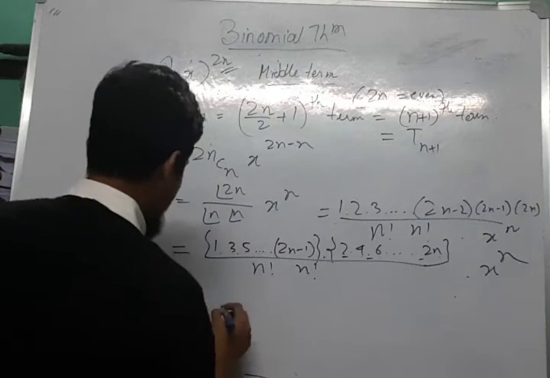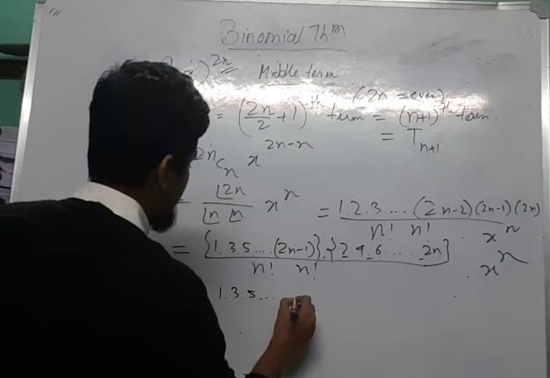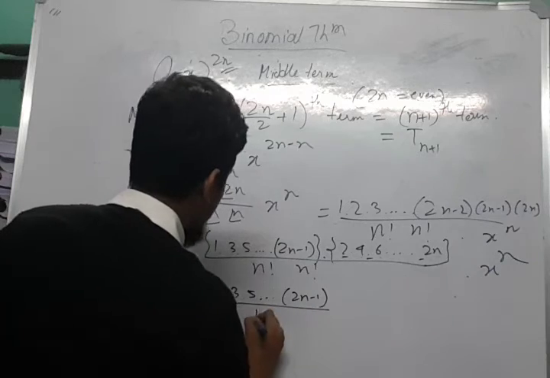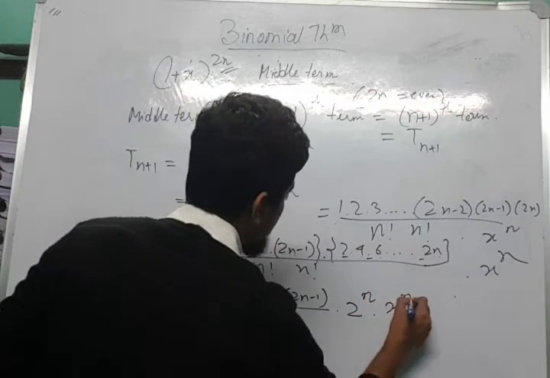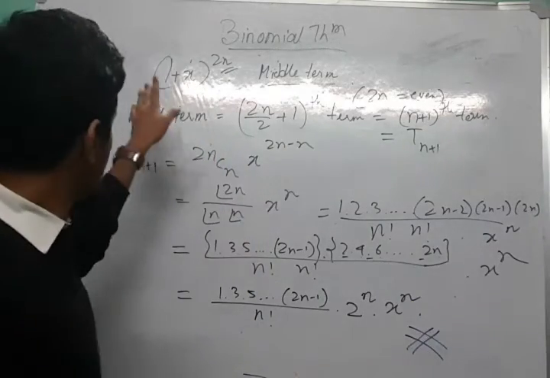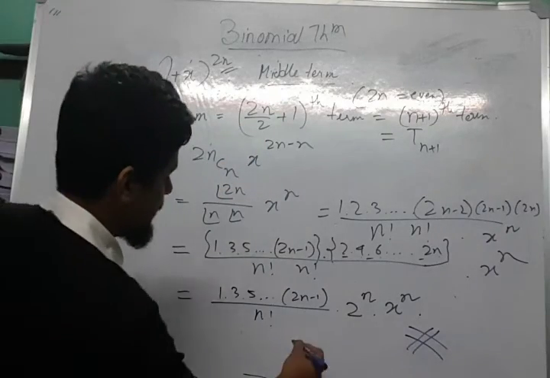So this will give us the structure of 1 into 3 into 5 up till 2n minus 1, by n!, into 2 to the power n into x to the power n. So this is finally the middle term that we are looking for of (1 + x) whole to the power 2n. This is the middle term over here.